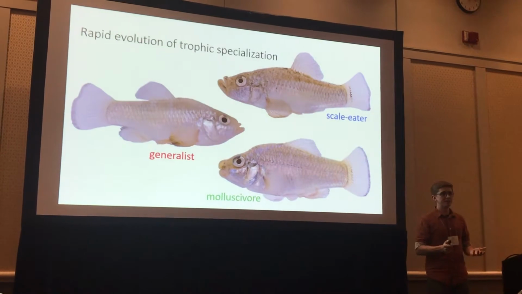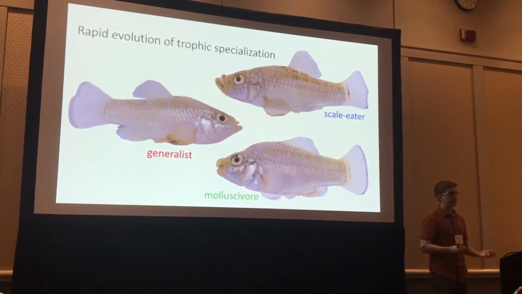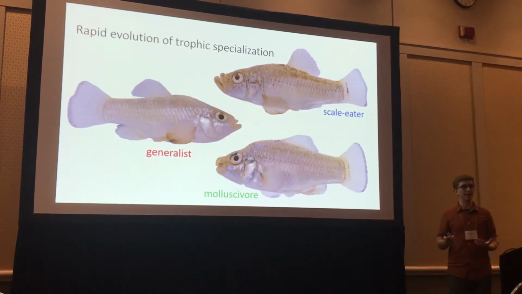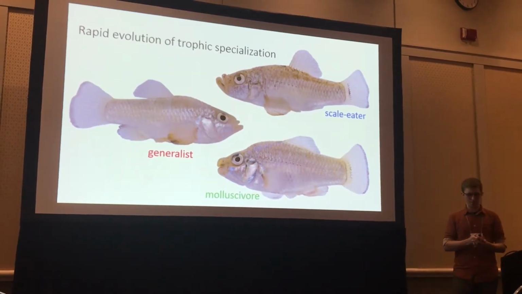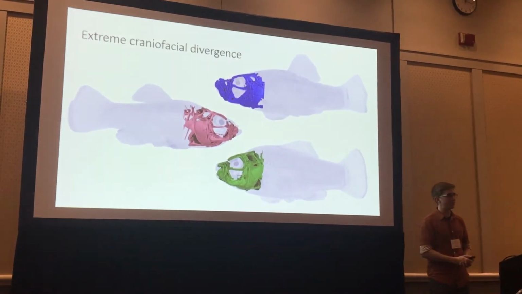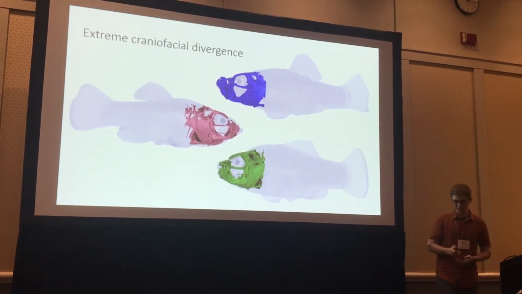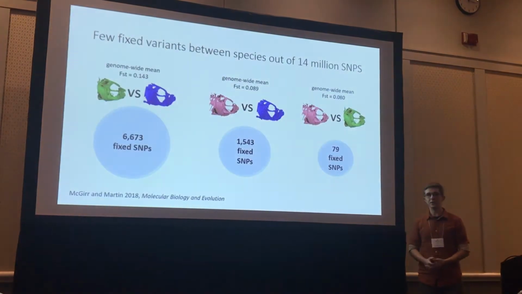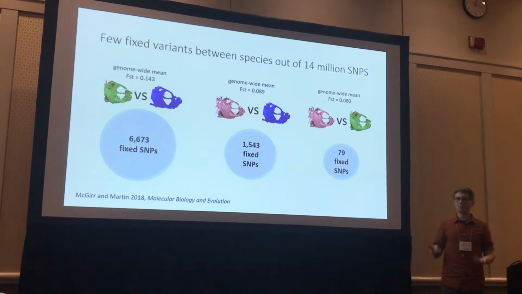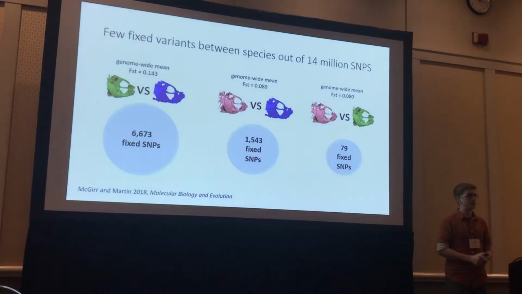And what's really great about this system is that this radiation is very young, around 10,000 years old. So these species are young enough that they readily hybridize in the lab. But despite their young age, we see drastic differences in adaptive craniofacial morphology. And I've done some work in the past looking for genetic variation associated with divergence in those traits. And I found that there are surprisingly few fixed SNPs distinguishing species.